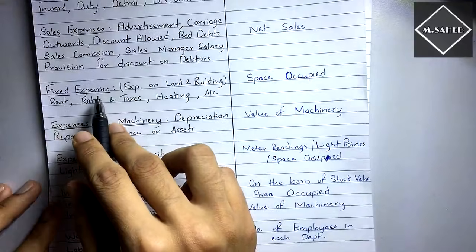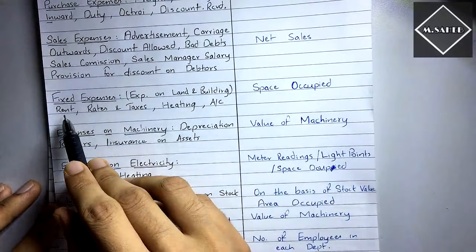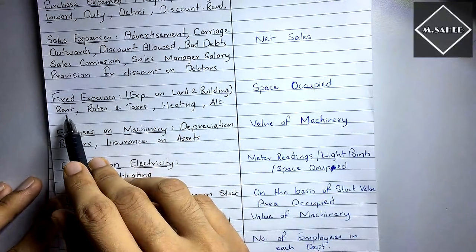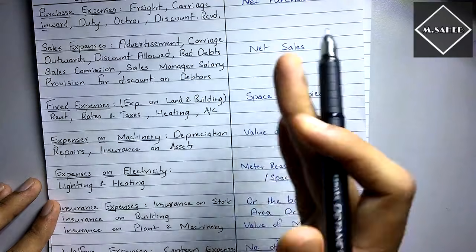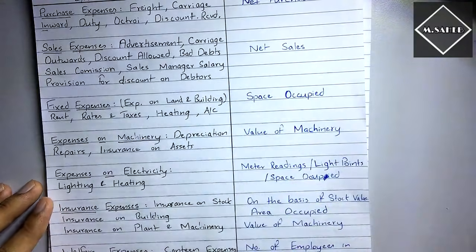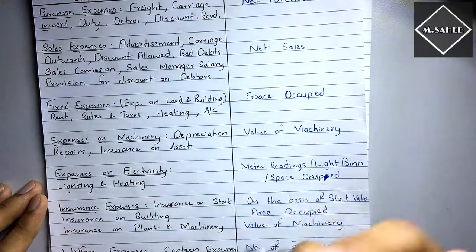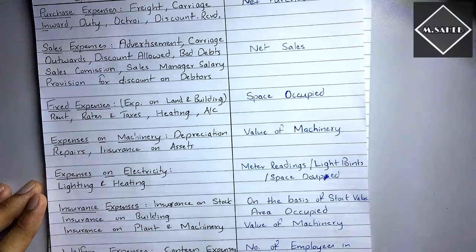Now see, the fixed expenses are expenses on land and building. Like rent is there. Rent will be distributed with the help of space occupied ratio. How much space has been occupied by each department, it will be allocated like that. Simple, right? Rent, you are paying for the space that you are living in. I'm giving an example about you.